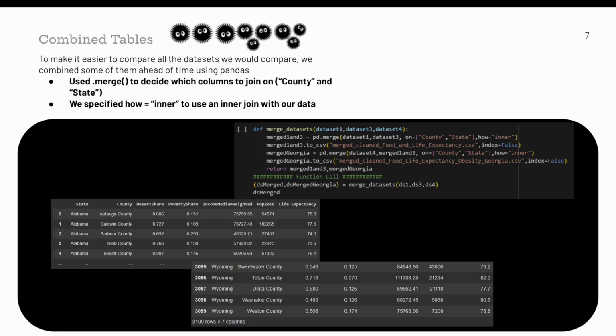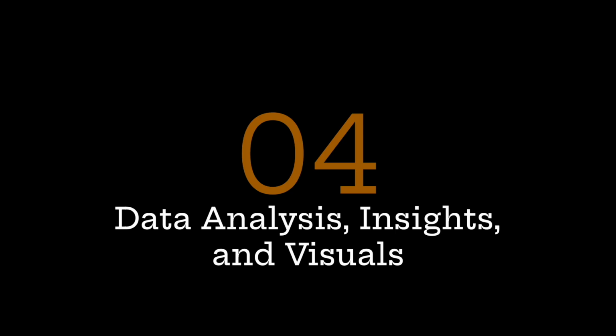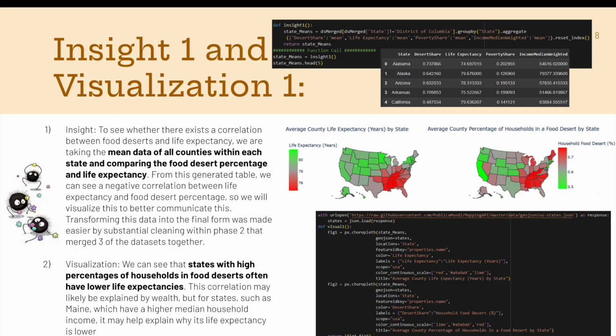So we did all this with the state names and the counties so that we could combine these tables. We combined tables 1, 3, and 4 using the .merge function, and we joined it on the county and state columns, and we specified how using the inner function to get an inner join. And now for our data analysis, insights, and visuals, we're going to go into Insight 1 and Visualization 1.